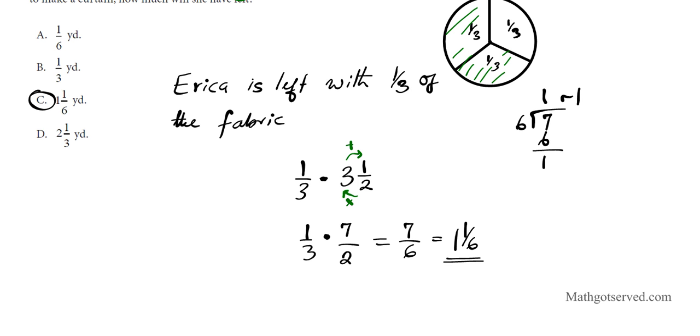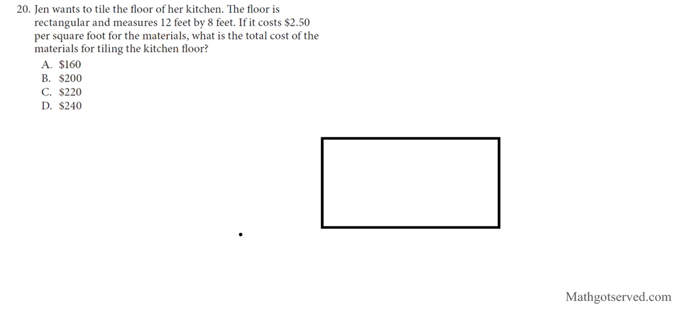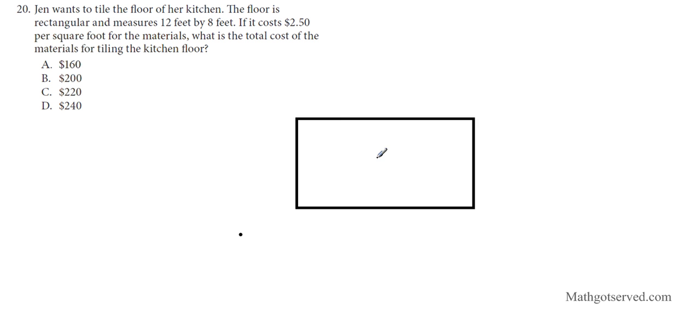All right, let's move on to question 20. It says Jen wants to tile the floor of her kitchen. The floor is a rectangle and measures 12 feet by 8 feet. If it costs $2.50 per square foot for materials, what is the total cost of materials for tiling the kitchen floor? So what we need to do first is find out the area, and then we'll find the cost by multiplying the cost per square foot by the entire area.